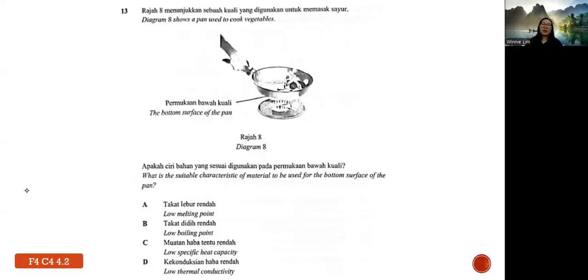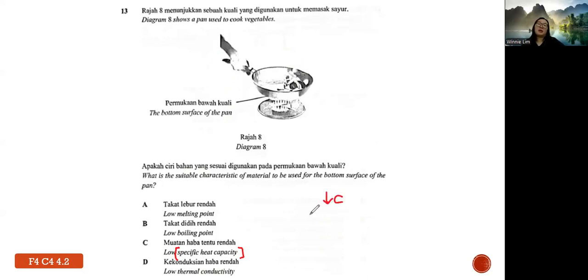13. Diagram 8 shows a pan used to cook vegetables. What is the suitable characteristic of the material to be used for the bottom surface of the pan? So for information, you want to cook food, so we always relate the idea of cooking utensils with the concept of specific heat capacity. I will tell students, specific heat capacity is fixed for each material, and all materials have their own value of this specific heat capacity, in short symbol C.